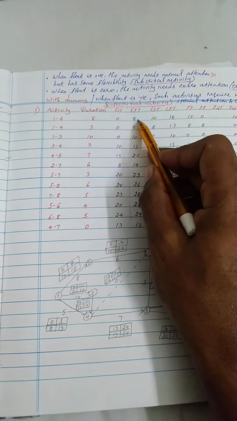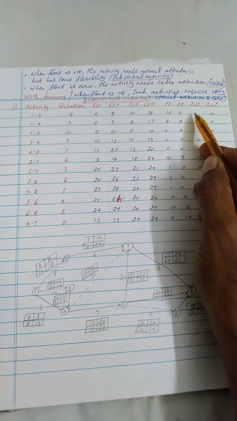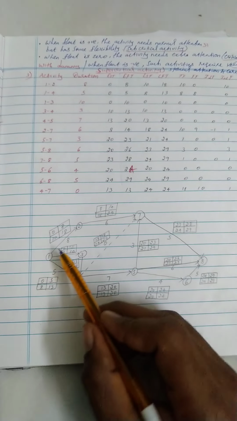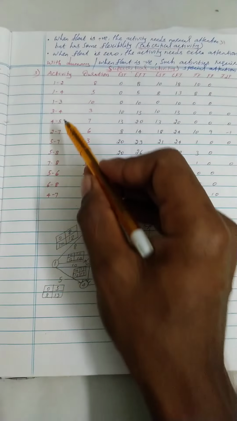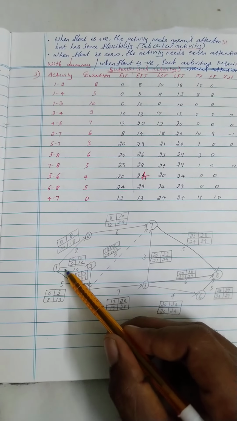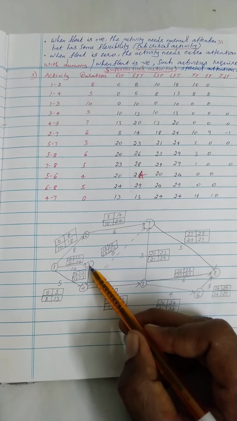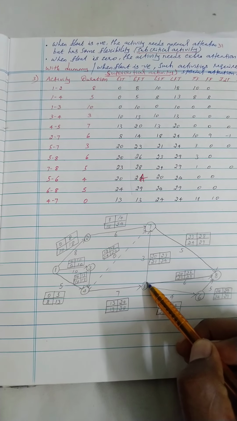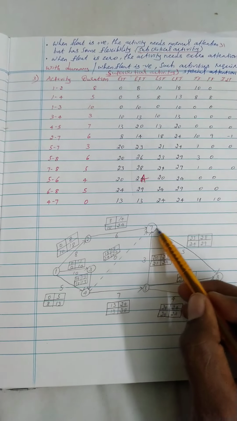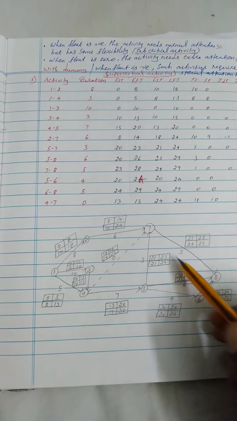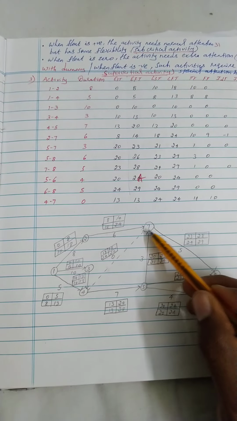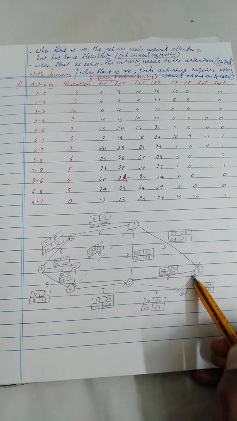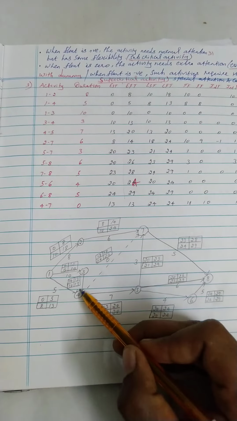In the first columns, EST, EFT, LST, LFT, then total float, free float, independent float, and interference float. First, you need to draw a network with the help of these activities: 1 to 2, 1 to 4, 1 to 3, 3 to 4, 4 to 5, 2 to 7, 5 to 7, 5 to 8, 6 to 8, 5 to 6, and 4 to 7.